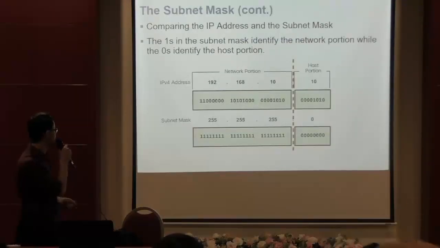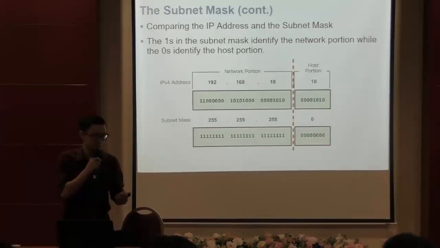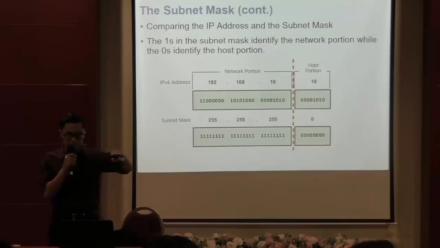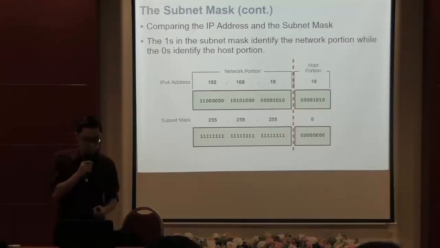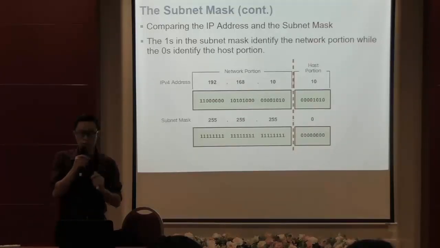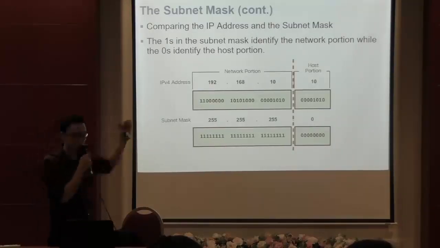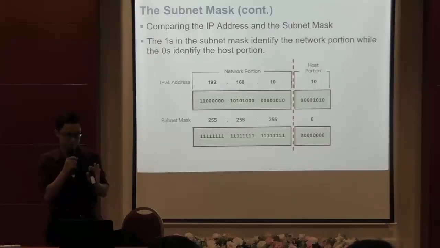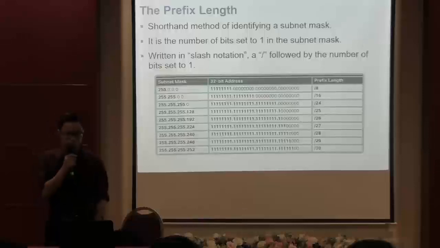Okay, this is how you get the subnet mask. Like I said, it represents the network portion. So when you get the network portion, you should get the subnet mask. The number one in the subnet mask identifies the network portion, while the 0 identifies the host portion. So the one is for the network portion and the 0 for the host portion. Okay, understand? Alright.